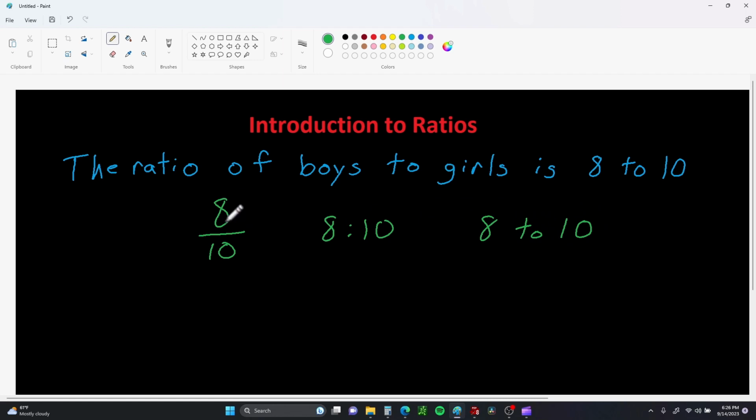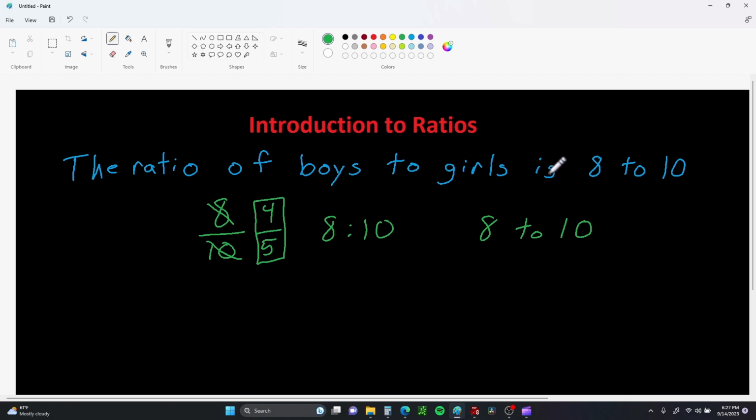This is not reduced, and just like a fraction, all three of these can be reduced by dividing by the GCF, and the GCF for both of these is 2. So 2 goes into 8 4 times, and 2 goes into 10 5 times. So the simplified ratio would be 4 to 5.